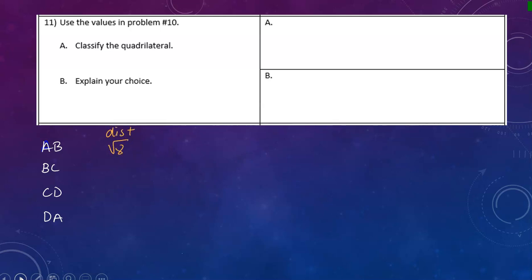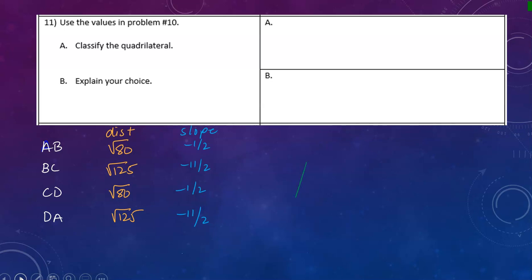So they were the square root of 80, the square root of 125, 80, 125. And then we also had to calculate slopes. They were negative 1/2, negative 11 over 2, negative 1/2, negative 11 over 2. All right, so part A asks us to classify. So first thing we need to do is look at the sides. I notice that I have 2 pairs of sides that are equal in length.